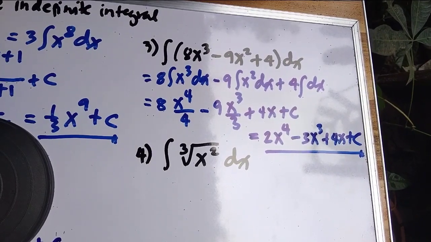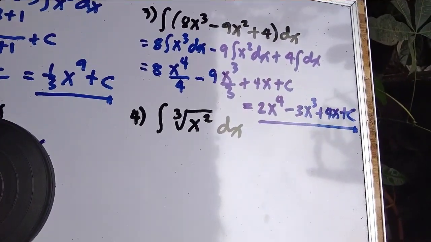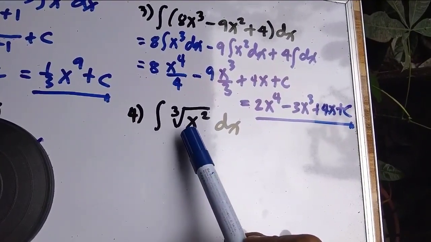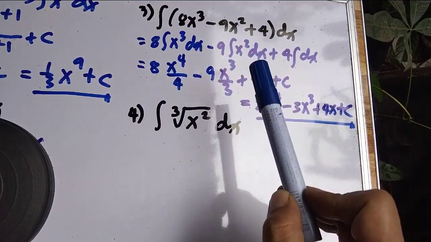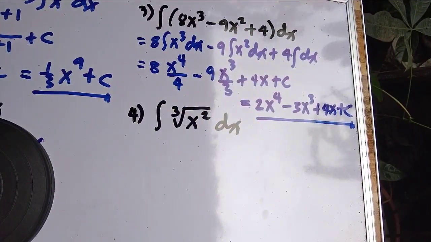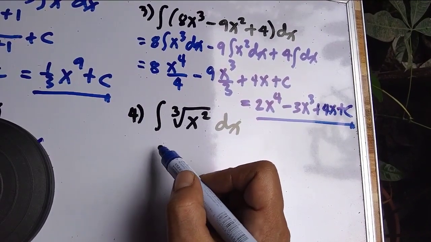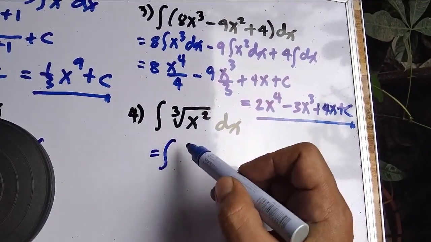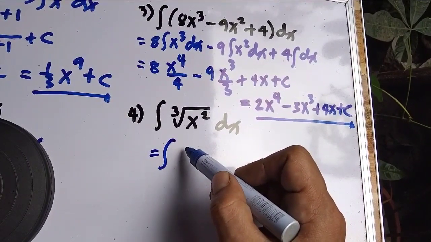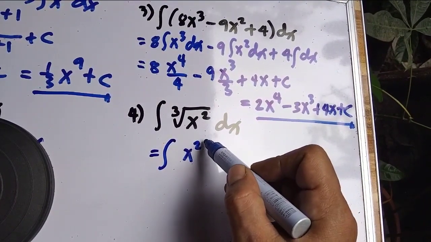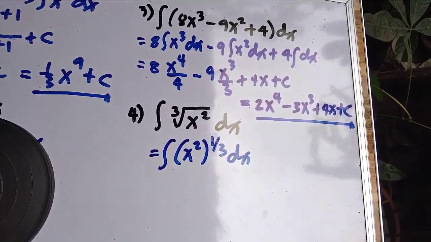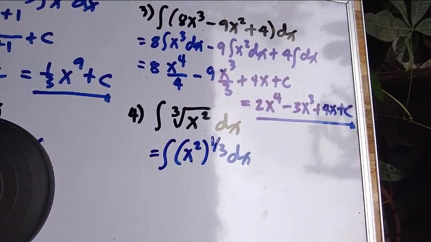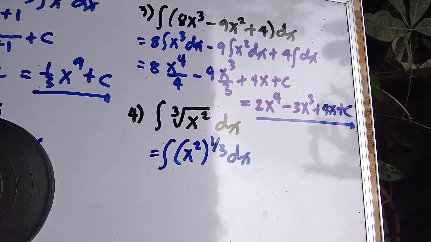Okay, let's move on to example number 4. The integral of the cube root of x squared dx. Again, this is not in the formula. We cannot directly obtain its integral. So what we're going to do is rewrite it to its equivalent form. This is the integral of what? x squared to the power of 1/3 dx. Am I correct? Yes or no? That is correct.